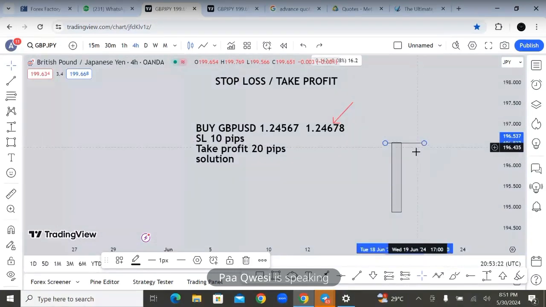So we said the stop loss is going to be what? 10 pips. Since we want price to move up and we set our stop loss at 10 pips, that means we are going to deduct 10 pips from this one. And we are going to add the take profit, 20 pips, to this one. Okay, all right, so let's do the calculation.